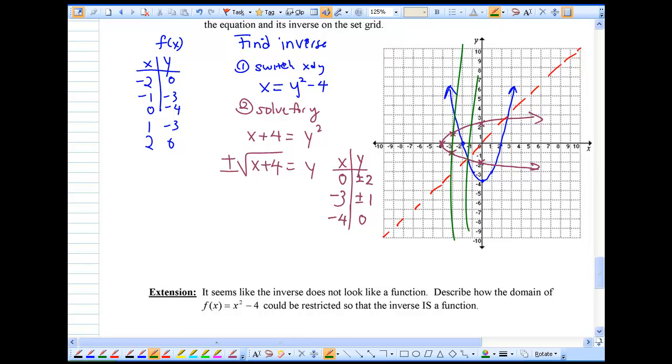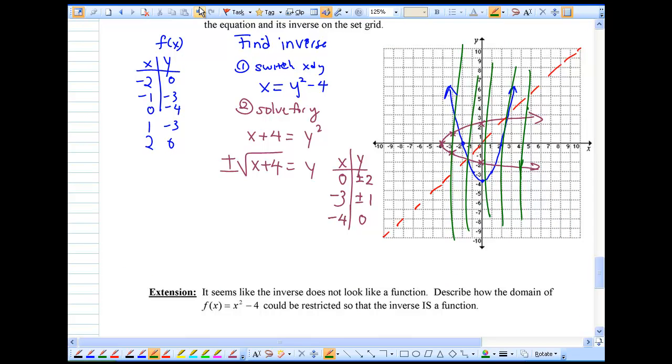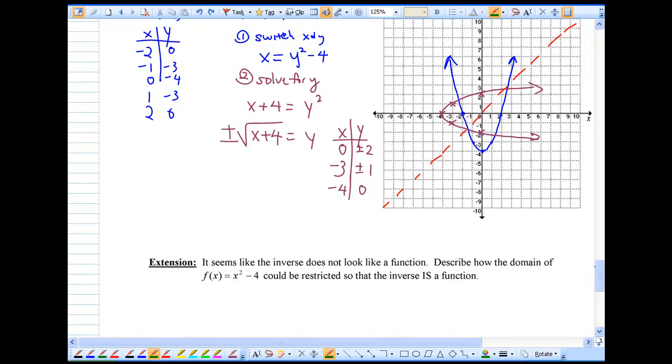Watch me draw vertical lines. Oops, oops, oops, right? 2 values. So what do you think I can do? What do you think you should do to try to make them functions? If you're thinking, Mr. Lee, why don't we just keep half of that sideways parabola? Yeah, let's keep the top half.